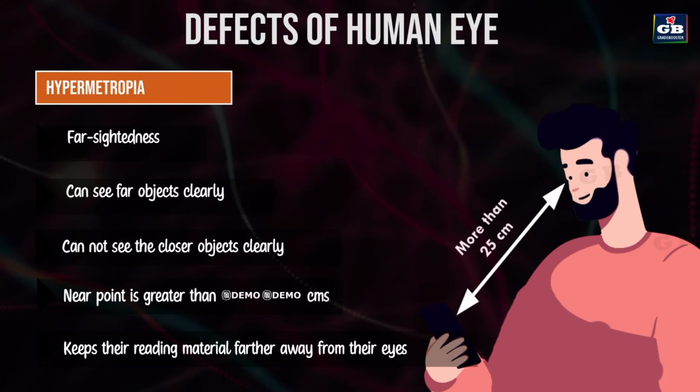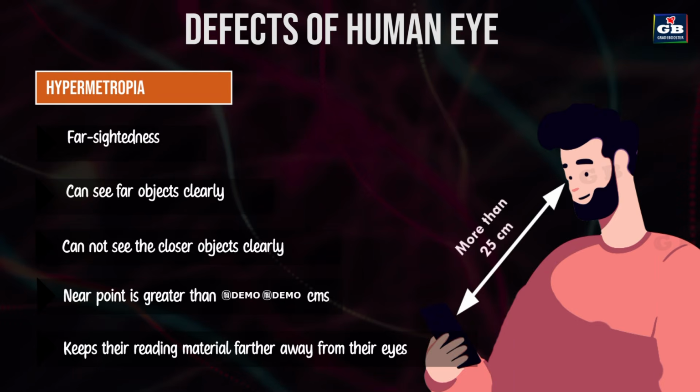So when they read any book or look at their mobile phone, they keep it far away from their eye and try to read it. So hypermetropic persons always keep reading material much beyond 25 centimeters from the eye for comfortable reading.